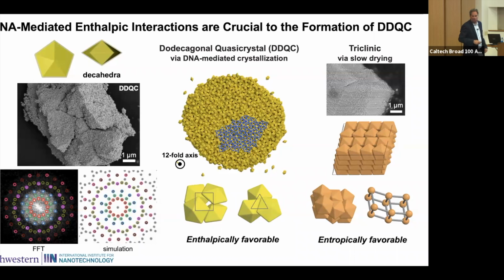But this is truly due to the DNA interactions, because if I try to grow these from the same particles and simply use entropy-driven assembly, either by simulation, Sharon Glotzer's done the simulations here, or by experiment, I end up getting this triclinic structure. So it's the forced interactions, the face-to-face interactions maximized through DNA hybridization that ultimately leads to this particular architecture forming.